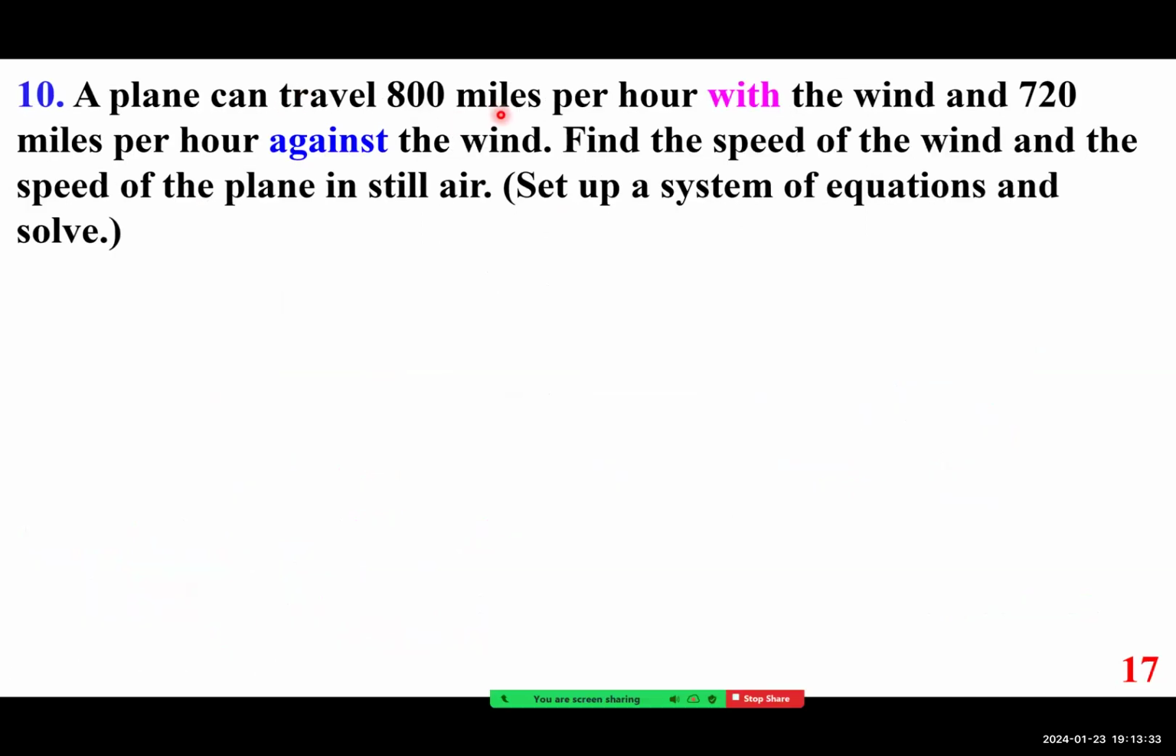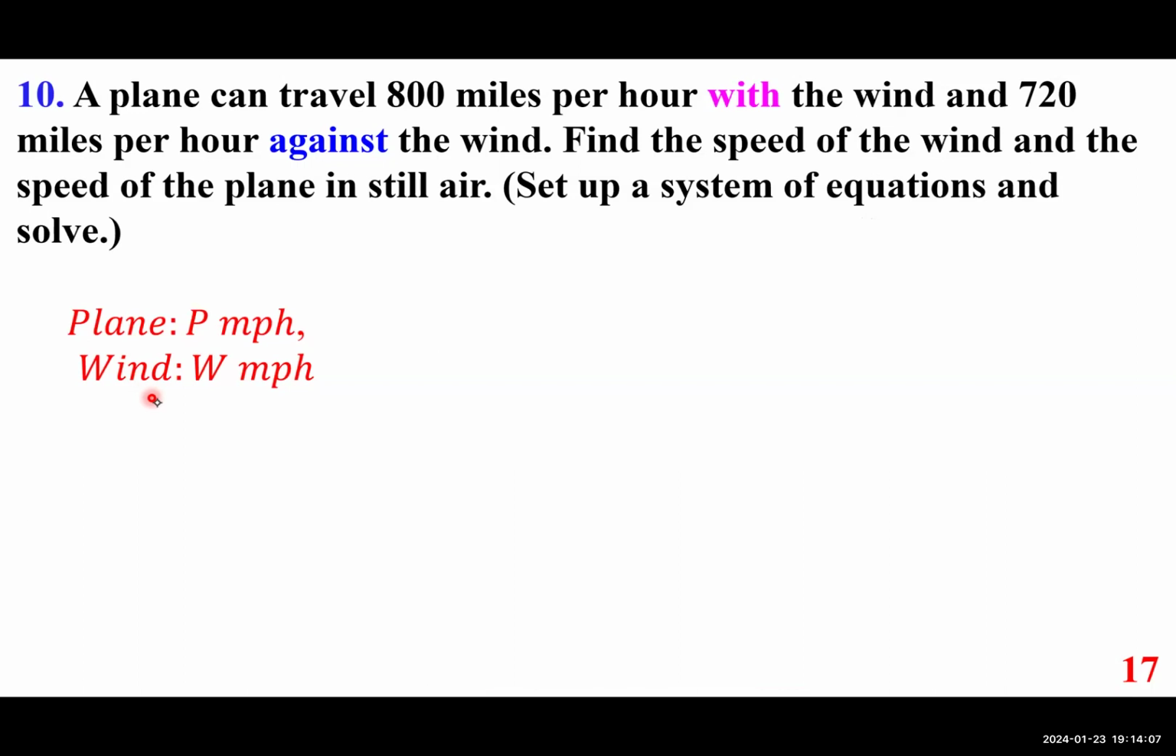A plane can travel 800 miles per hour with the wind and 720 miles per hour against the wind. Find the speed of the wind and the speed of the plane in still air. Set up a system of equations, and so on. So first we're going to define, and I like to use the initials to define my variables. Plane is doing p miles per hour, wind is doing w miles per hour. I think it makes it easier if we go this route, everybody.